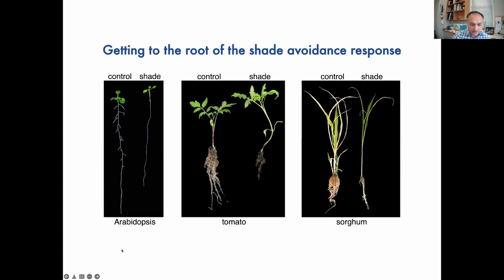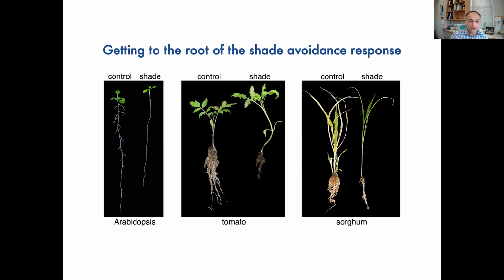As you can see here, this is the common lab plant system, Arabidopsis. You can see the root is affected in shade, so is in tomato as well as in sorghum. In tomato and sorghum, there's hardly any root matter left. So this is an area we're trying to understand because we're also interested in long distance communications.